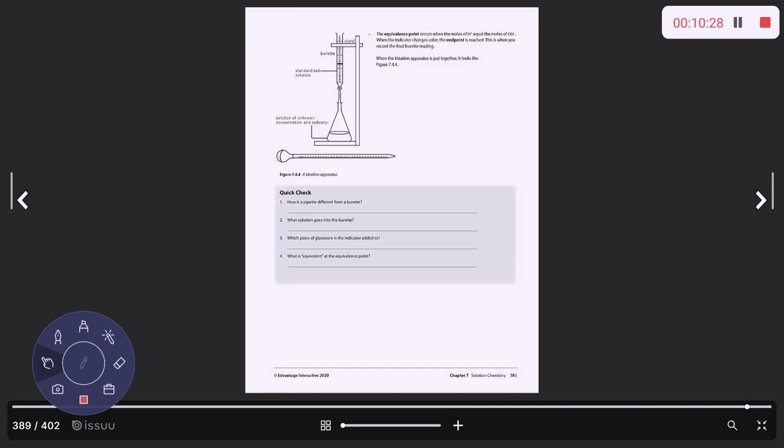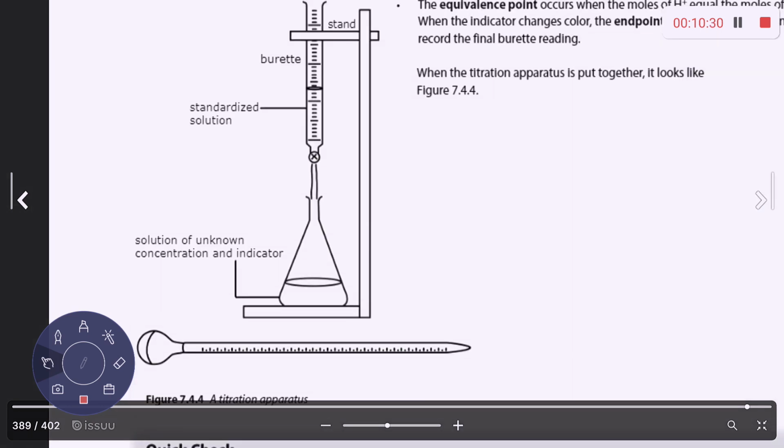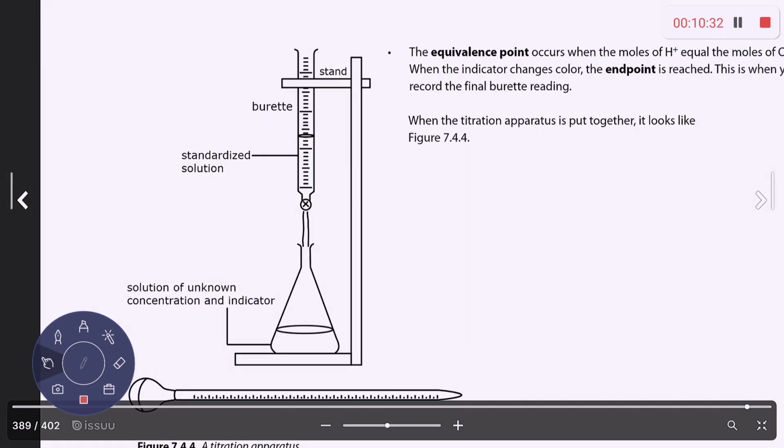So your setup for the titration will look just like this with your ring stand, with your burette clamp. Your burette is in there. And then you're going to be dropping solution of a known concentration into the solution of unknown concentration. And then swirl it as you're doing it. And then when it turns faint pink, you are done.